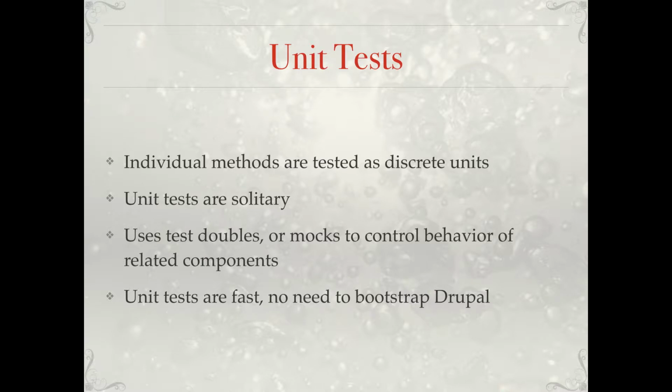So when you've got a method with some inputs and some underlying things that it relies on, we can set up test doubles or mocks of those underlying components or inputs to control the behavior of what that method actually does. And unit tests are super fast to run in PHPUnit. Drupal 8 supports PHPUnit out of the box. Core has lots of unit tests, and there are lots of examples. And even better, there are great documentation pages.